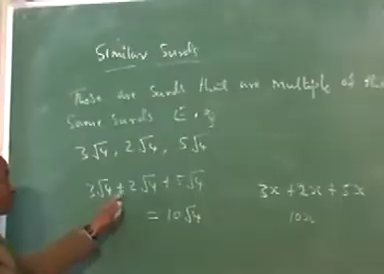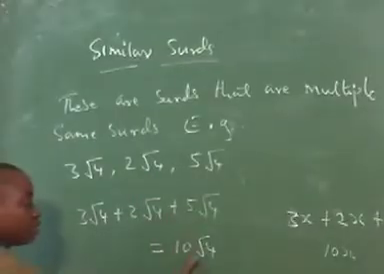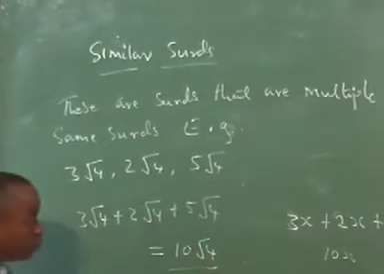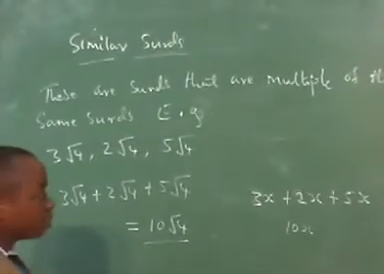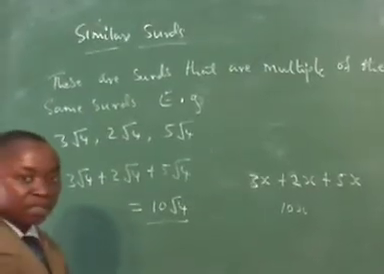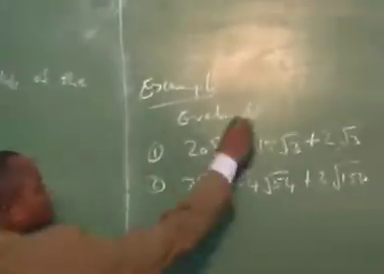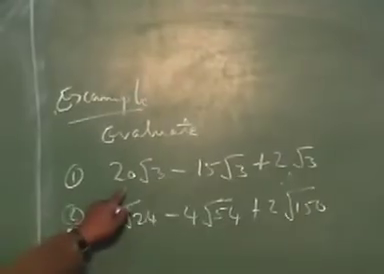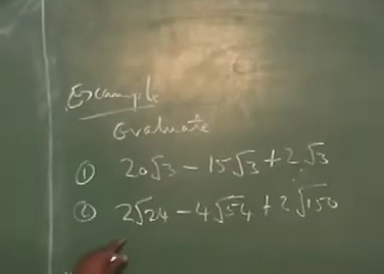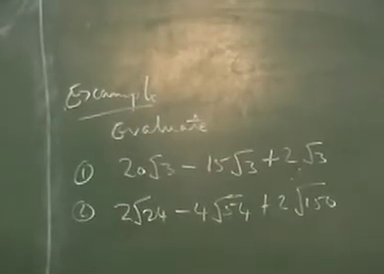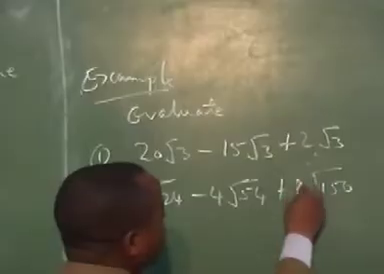When you have the same sort, written like this, you only pick this one and this one and call it 10 root 4. So that is how similar sorts are done. And so, as I'm going to take an example, we'll see how you can use it in solving problems. The example is like this. Evaluate: number 1, 20 root 3 minus 15 root 3 plus 2 root 3. Number 2, 2 root 24 minus 4 root 54 plus 2 root 150.